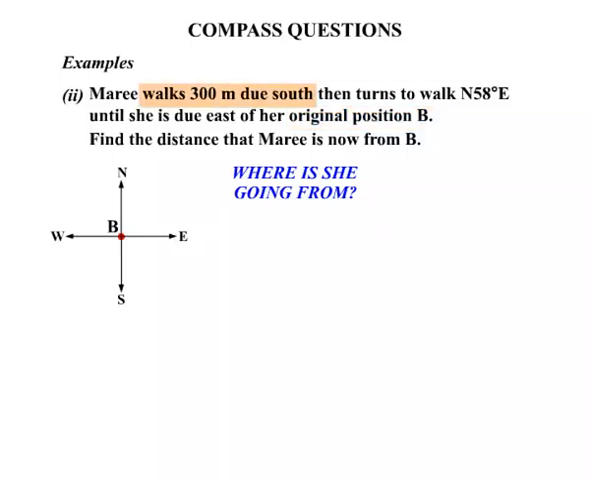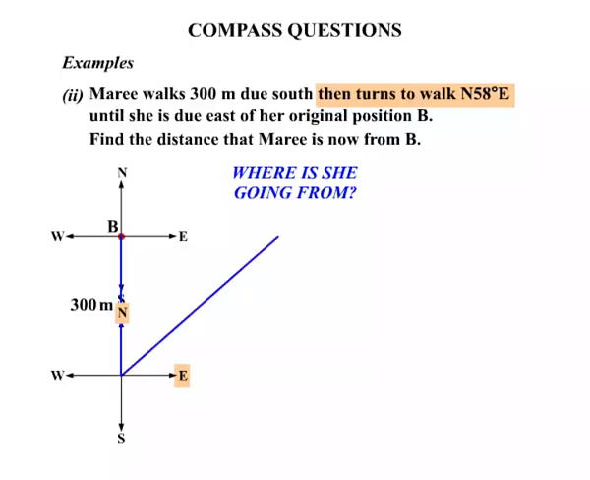Now, step by step, Marie walks 300 meters due south. There's our southerly direction. So let's draw a line down south and mark in the distance, 300 meters. Then she turns to walk north 58 degrees east. So from our new position, a new set of compass points, northeasterly direction, that's the distance she's going to travel. The angle we mark is 58 degrees.